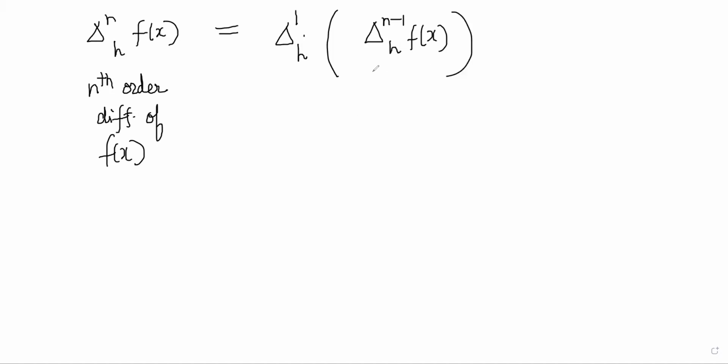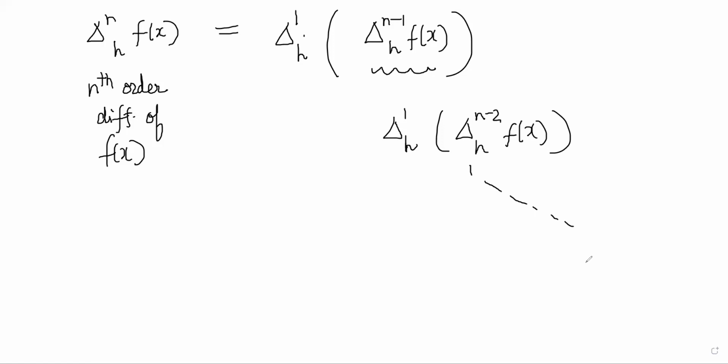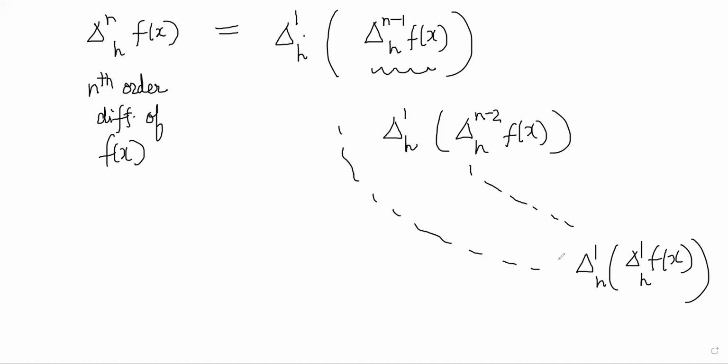And how do you evaluate it? You will calculate this and you will write it as first order difference of an already (n minus 2)th order difference, right? And so on. Eventually, you will get a first order difference of a first order difference of f of x, right? In n steps, you will be able to figure it out and you will get the final expression, right? So you can show by induction, or you can actually try and evaluate it. The better method is induction.